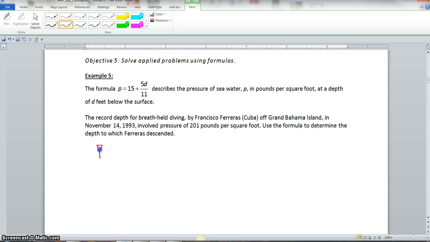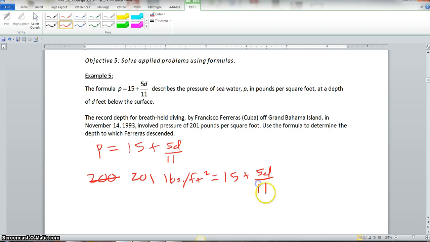So we will have P is equal to 15 plus 5D all over 11. Now we're trying to find D, but we're given the pressure. The pressure is 201 pounds per square foot, which is equal to 15 plus 5D over 11. Now the first thing we should do is subtract 15 on both sides.